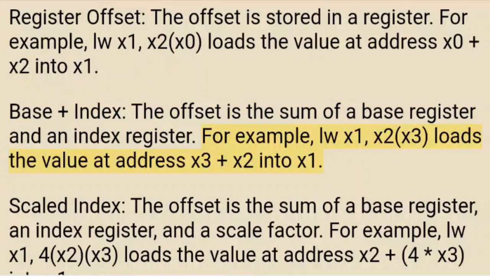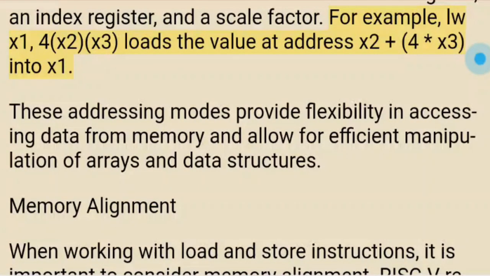For example, LW x1, x2(x3) loads the value at address x3 plus x2 into x1. Scaled index. The offset is the sum of a base register, an index register, and a scale factor. For example, LW x1, 4(x2, x3) loads the value at address x2 plus 4 asterisk x3 into x1. These addressing modes provide flexibility in accessing data from memory and allow for efficient manipulation of arrays and data structures.